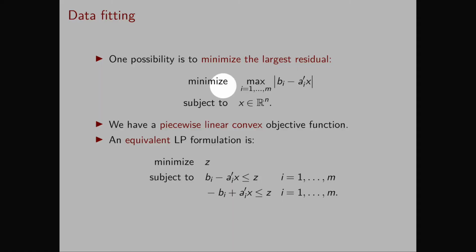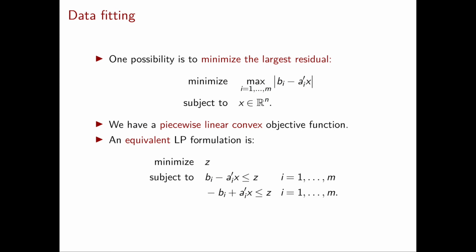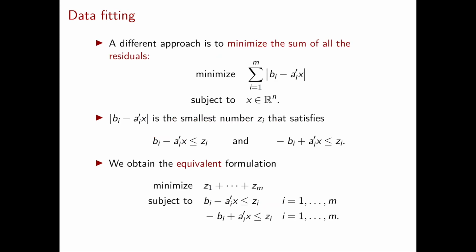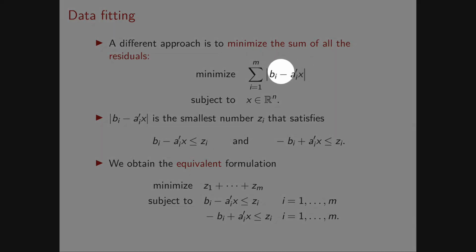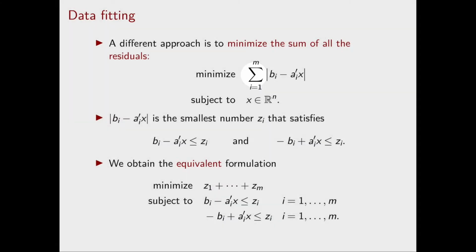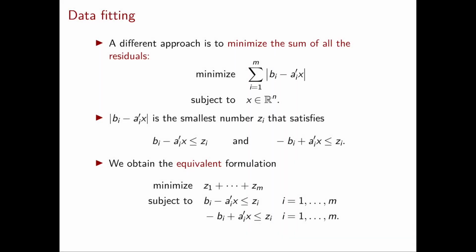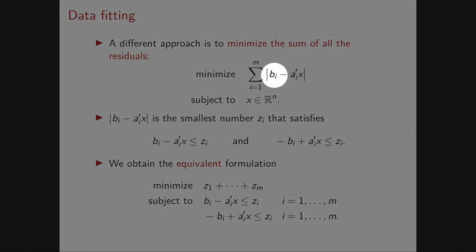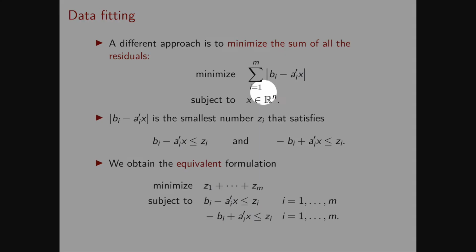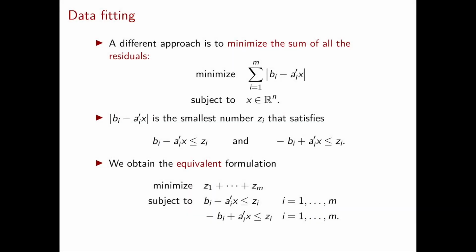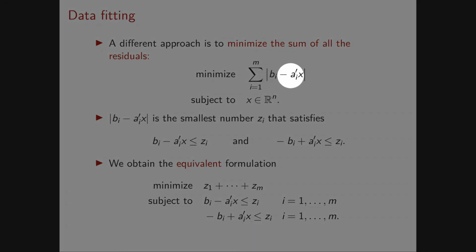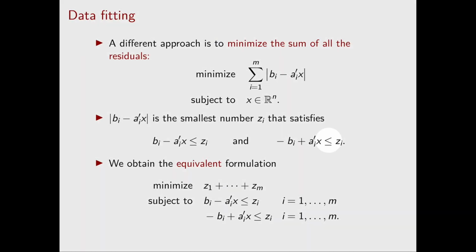But remember, the one we have written here is not the only way to interpret our data fitting model. Another possibility is to minimize not the maximum residual, but the sum of all of them. Of course, you obtain a different problem, but you might be interested in this one instead. Also in this case, though, you can solve this problem as a linear programming problem. Once again, we use the same idea. We replace every absolute value with a new variable, zi, and add the constraints that bi minus ai transpose x and its opposite are less than or equal to zi. So we obtain the following equivalent formulation.